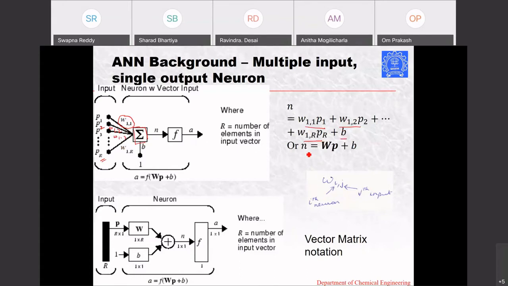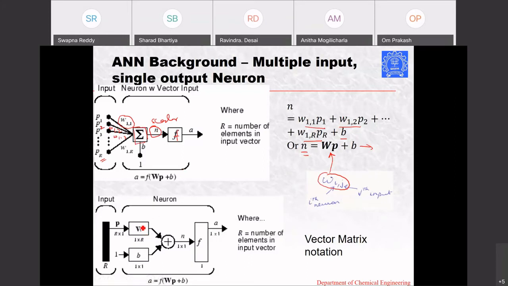So we often use this vector matrix notation, and you can think of the vector as elements of this particular weight matrix, and that gives you the net. The net of each neuron is always a scalar, and that goes through this thresholding function, whose examples we just saw. That is a single neuron but with multiple inputs.